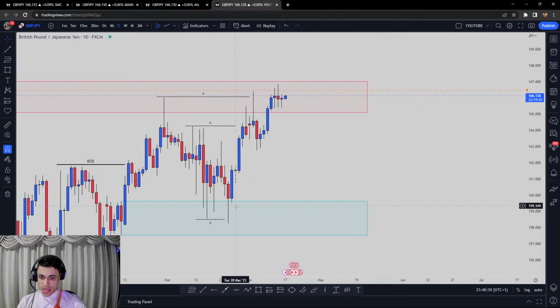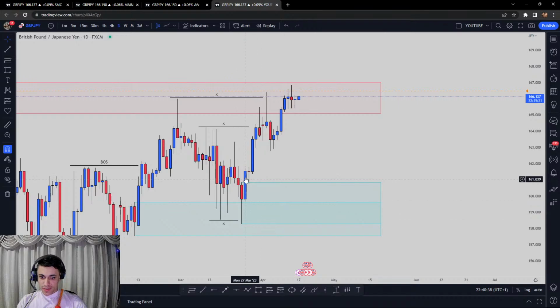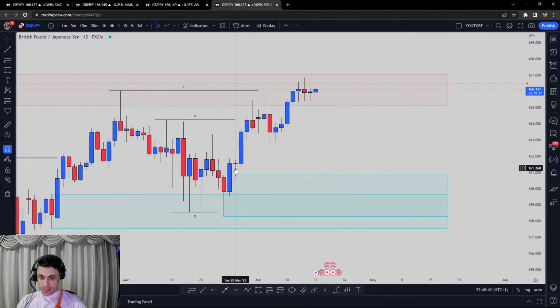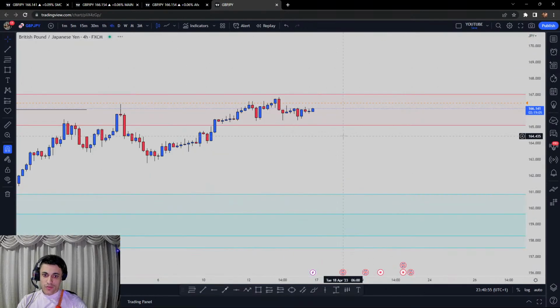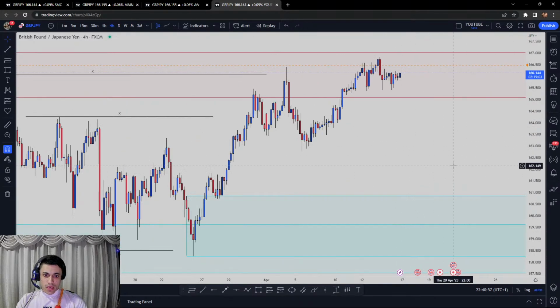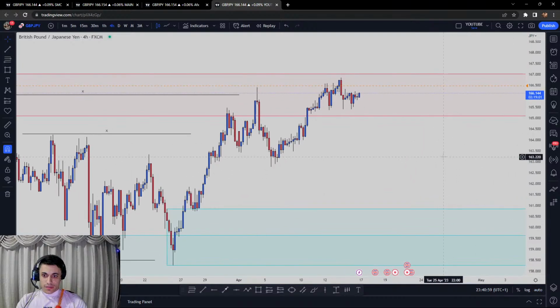Now, because this OB also was a cause of a break of structure, because this move started from here, and you can see how the third day we literally came back into that zone, retested that OB, and then we flew to the upside. So I'm just going to keep these in mind when you do your breakdowns. And now we go down to the 4-hour time frame.